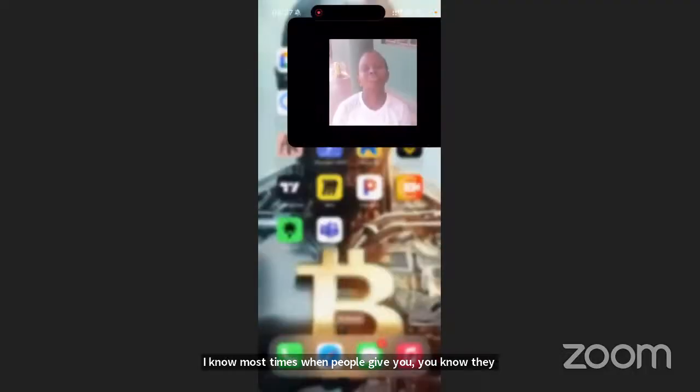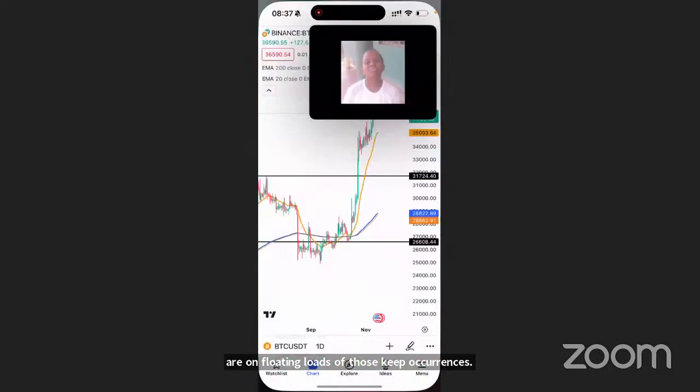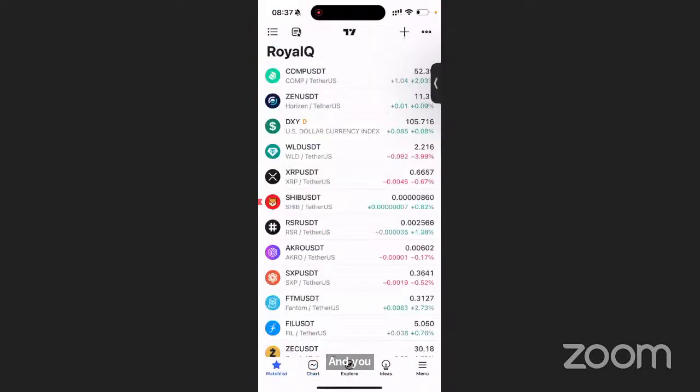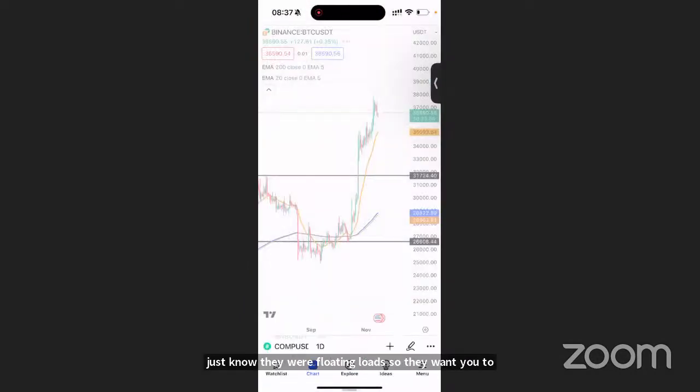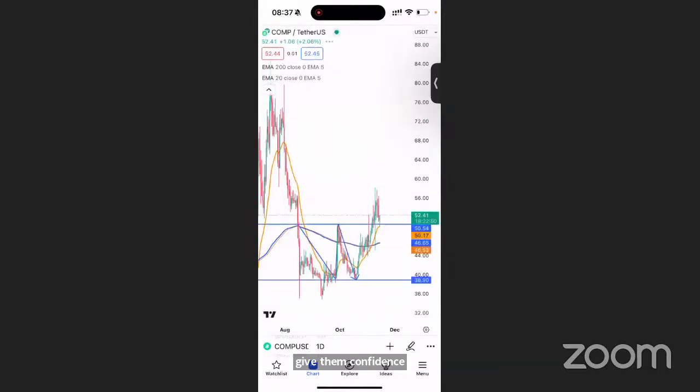Someone is saying, look at K. I know most times when people give you coins, they are on floating loss on those cryptocurrencies. When you see someone insisting, look at this coin, you just know they're on floating loss. So they want you to give them confidence that they're going to make money.